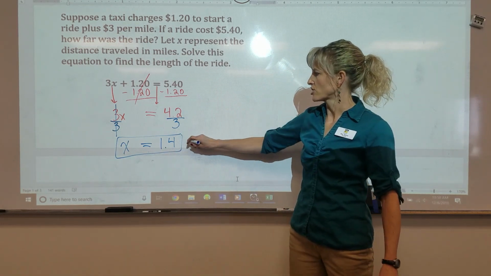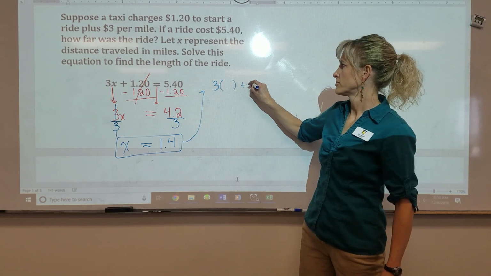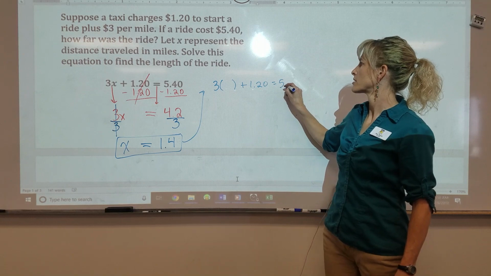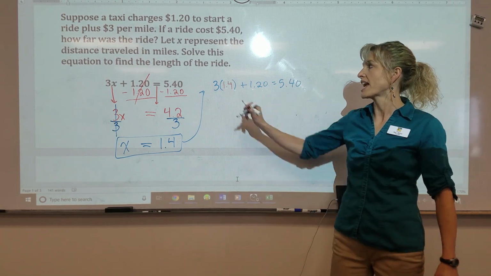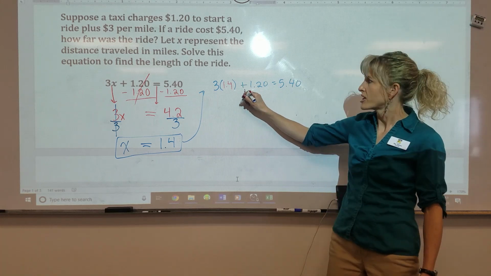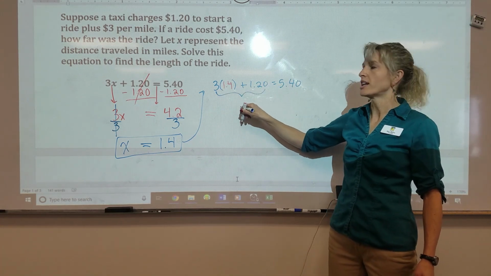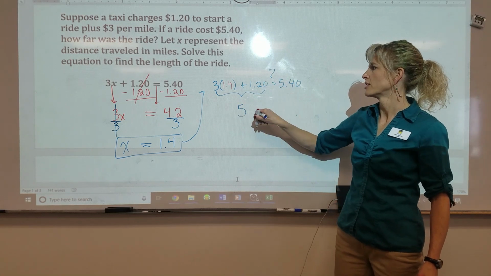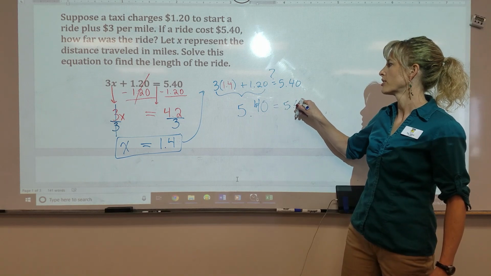And to check our answer, let's do a quick check step. I would take my original problem, and I would substitute in my answer in for x, and I'd ask, is 3 times 1.4 plus 1.2, is that equal to 5.4? And we would quickly calculate that, and you'd find out, yep, I put a question mark there. 5.4 on the left side equals 5.4 on the right side.